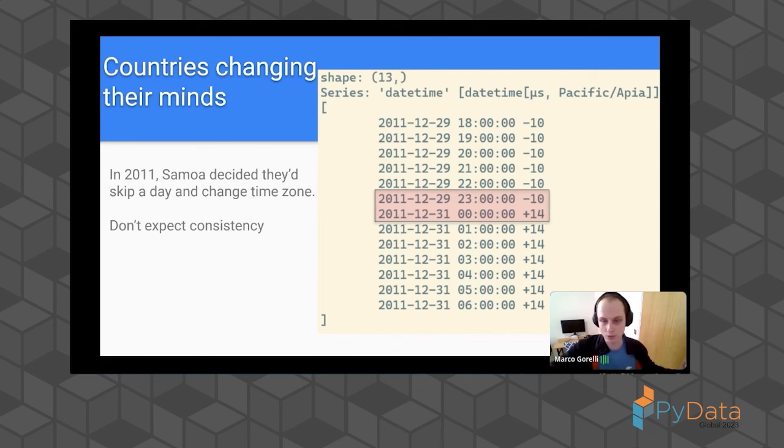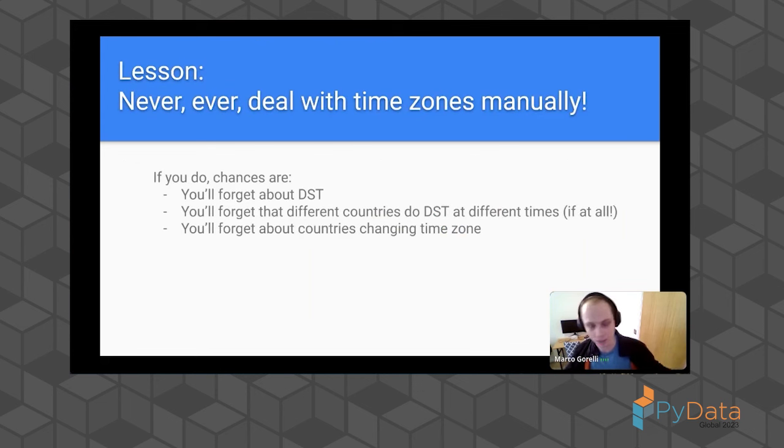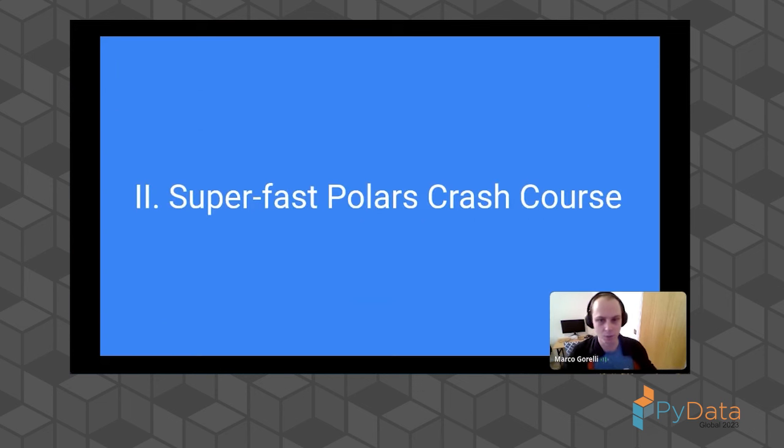So don't expect consistency, and I'd like to think that this proves that you should never ever deal with time zones manually, QED. You don't want to forget about DST, countries doing DST at different times, if at all, or countries changing their time zones. Right, what should you do instead? You should use polars or some other software that deals with time zones. That's my claim for today.